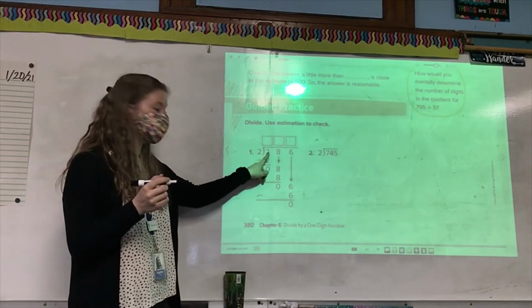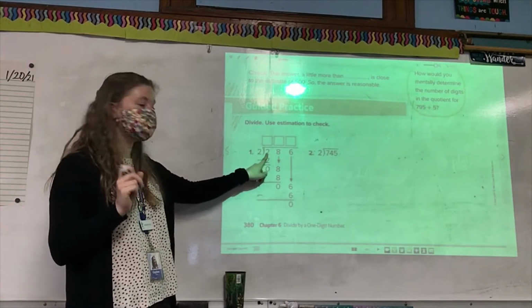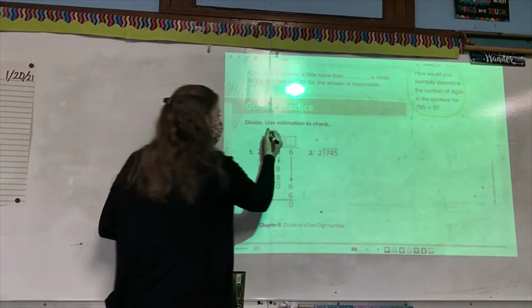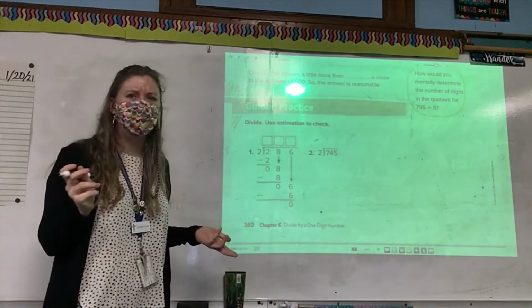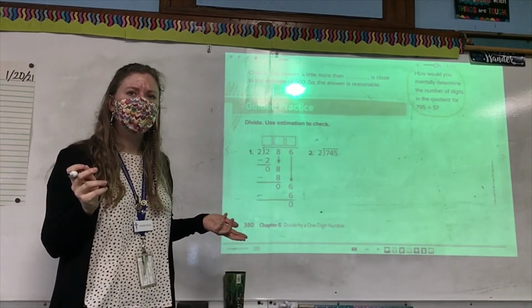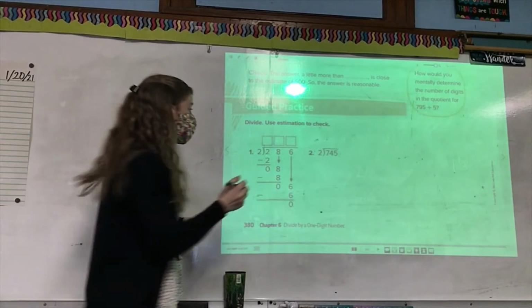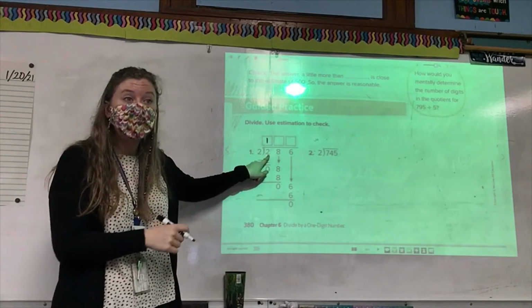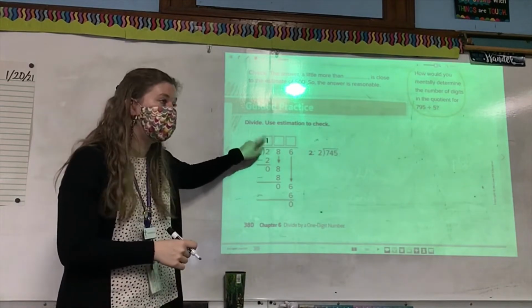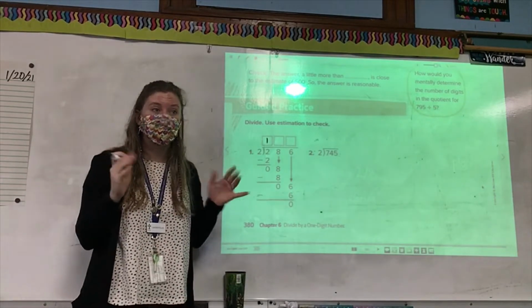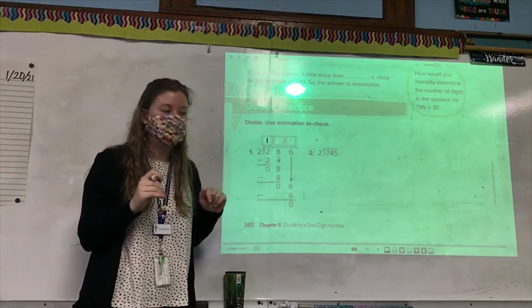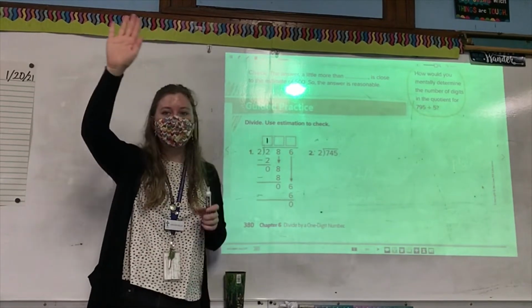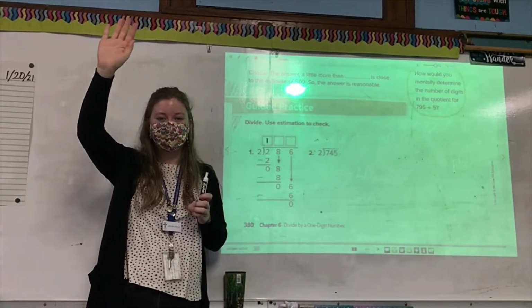2, our divisor, goes into 2, the first digit of our dividend, 1 time. Where do we write that 1, Mason? On top of the 2. We just said how many times 2 will go into 2. It goes in 1 time, so we put that 1 right above the number that we're putting our divisor into. Okay, good. Next step. Tell me in words first, then numbers.